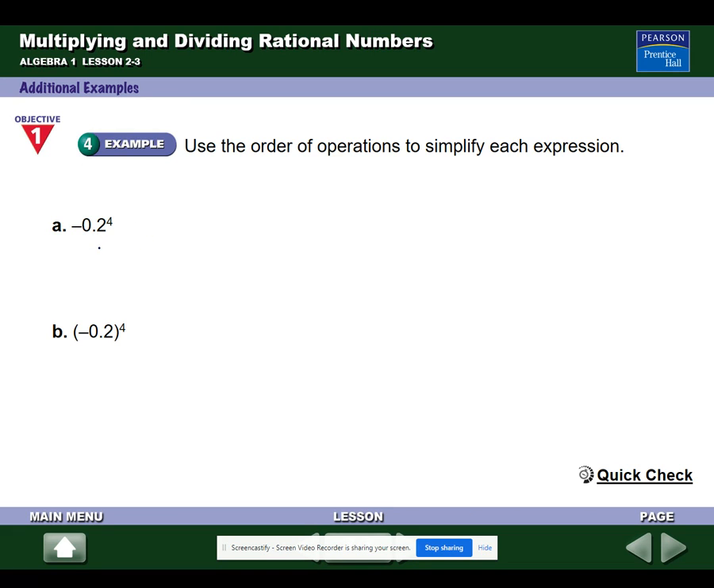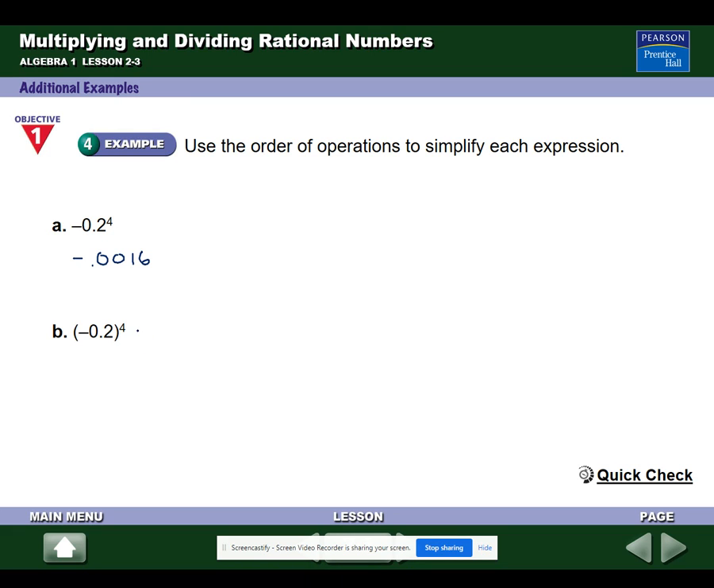Okay? So 0.2 to the fourth, I believe, is 0.0016. But I might be off by a 0, so I'm going to use my calculator. No, I was right, 0.0016. So this is negative 0.0016. It's like saying the opposite of 0.2 times 0.2 times 0.2 times 0.2. That's 0.0016, and then we make it negative.